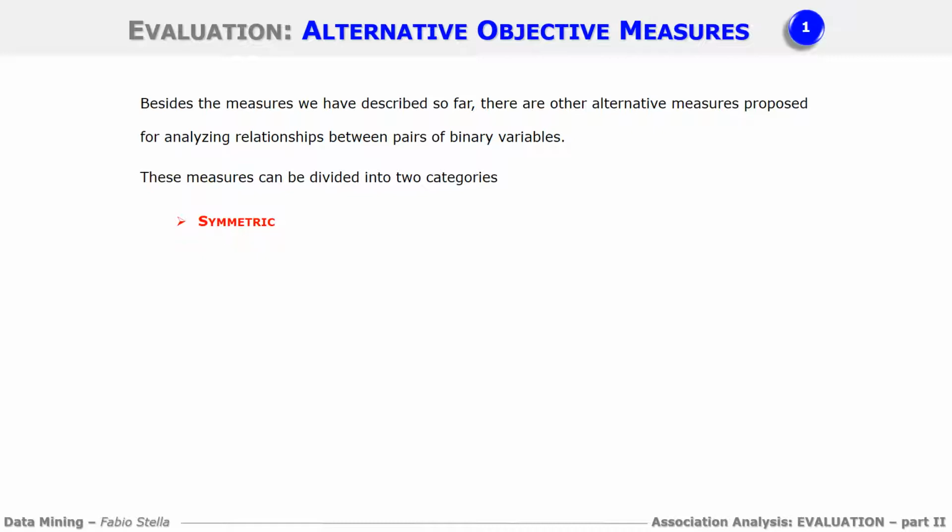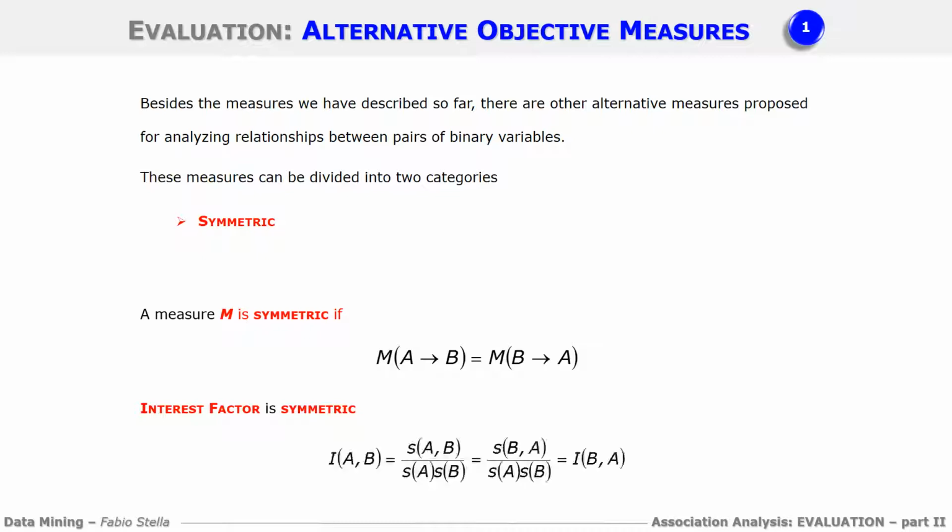Concerning symmetric measures, we have the following. A measure M is defined to be a symmetric measure if the following condition is satisfied: M, the value of the considered measure for the association rule A implies B, is equal to the value of the measure M for the rule B implies A. In particular, the interest factor is a symmetric measure. Indeed, we have the following chain of equalities.